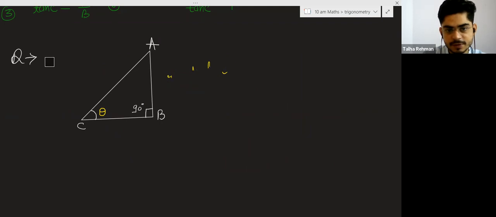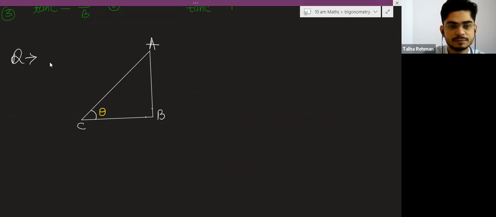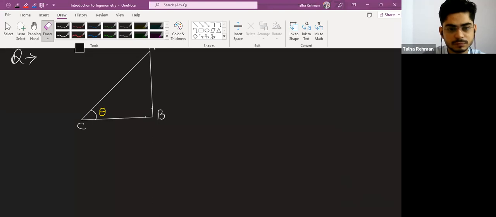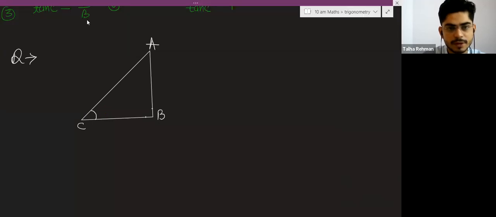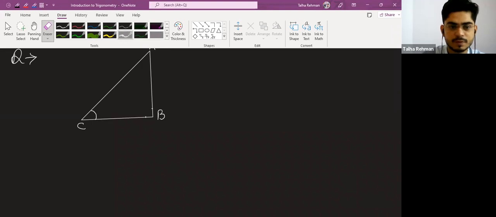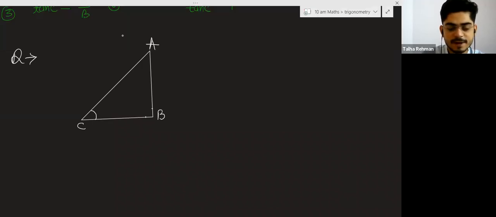A triangle is given. A right angle triangle is given to us. This is a right angle triangle. And they are saying this angle is 30 degree. No, no. This angle is not given.